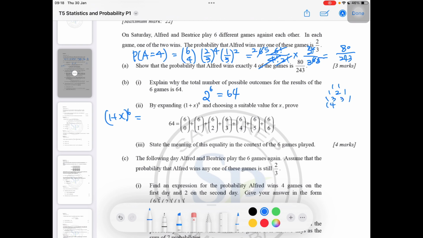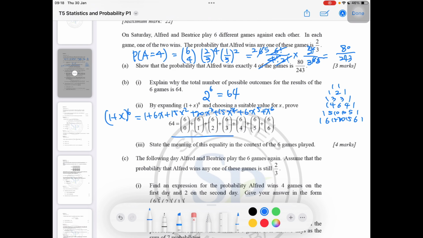Pascal's triangle: 1; 1, 1; 1, 2, 1; 1, 3, 3, 1; 1, 4, 6, 4, 1; 1, 5, 10, 10, 5, 1; 1, 6, 15, 20, 15, 6, 1. So 1, 6, 15, 20, 15, 6, 1.